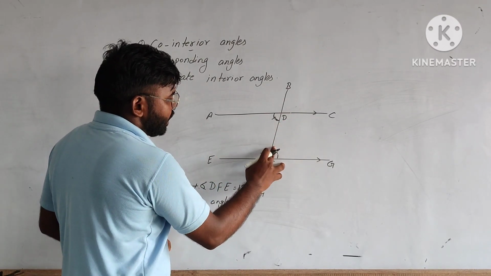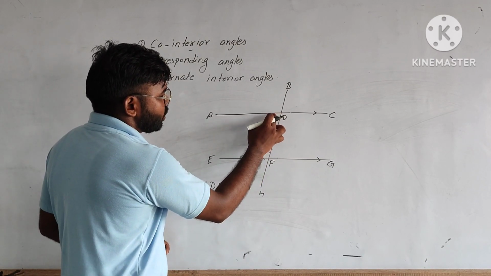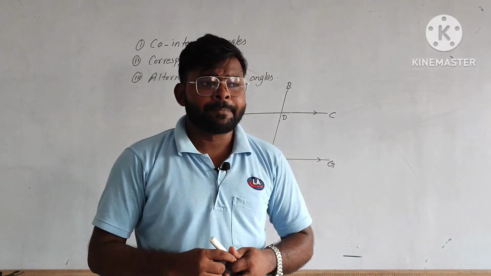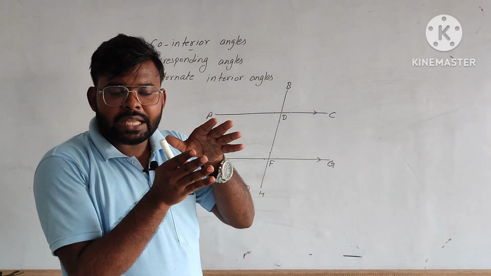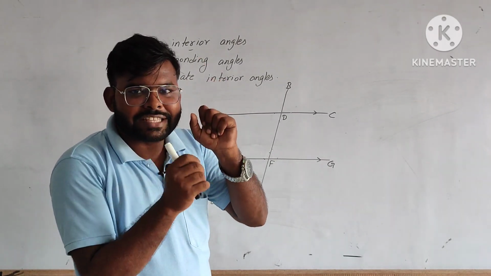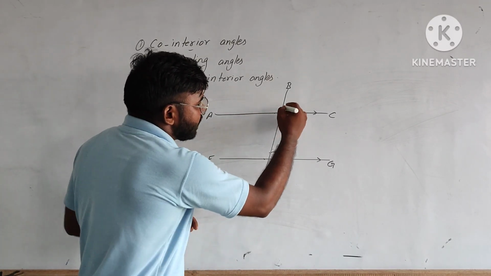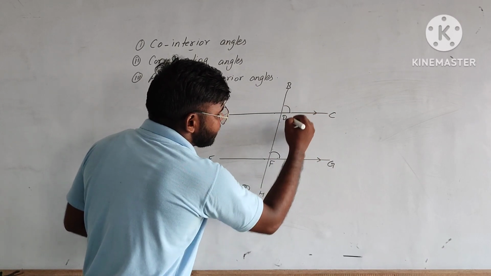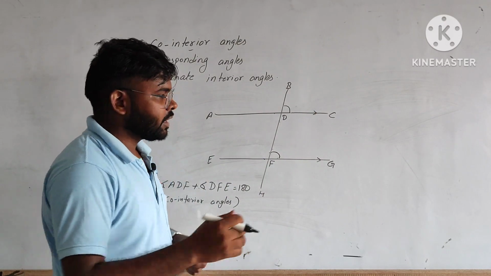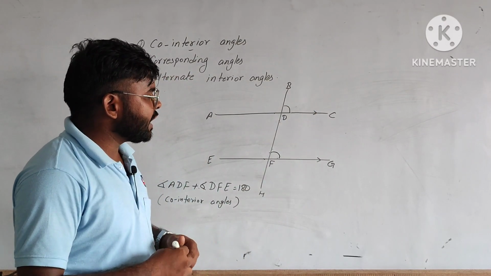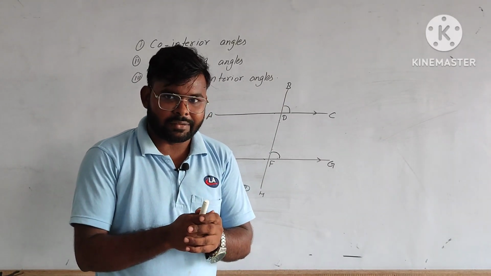Now I will drop the co-interior ones and let's see the corresponding angles. Corresponding means one angle is inside the parallel lines and one is outside. For example, here one angle is between the parallel lines, and one angle on the same side is out of the parallel lines. Their relation is corresponding angles.